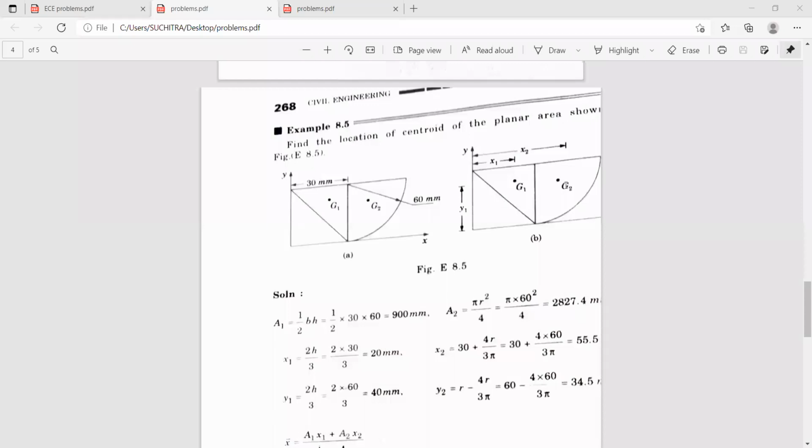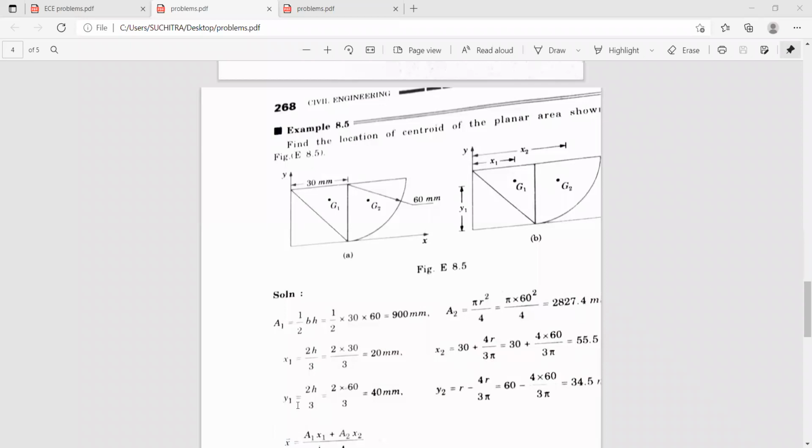Similarly, we want x2. X2 is from this point to y-axis, which is nothing but x1 plus 4r by 3 pi, because the centroid of the quarter circle with respect to either x or y-axis is 4r by 3 pi. Hence, x2 is 30 plus 4r by 3 pi. So it works out to be 55.5 millimeters.